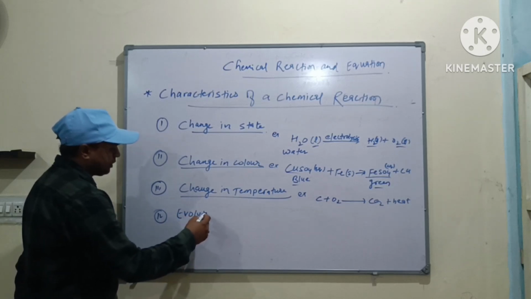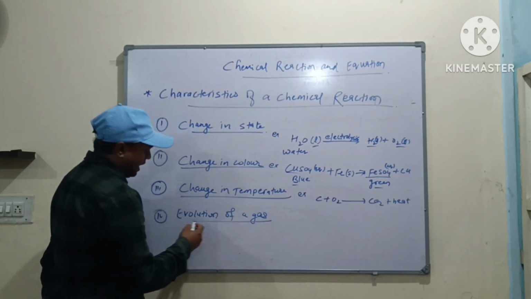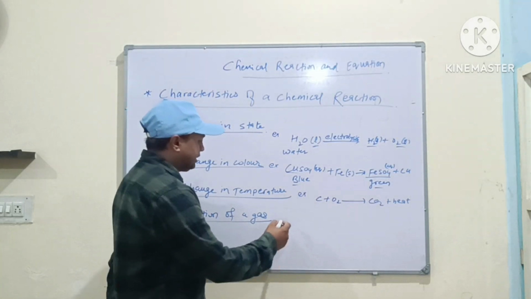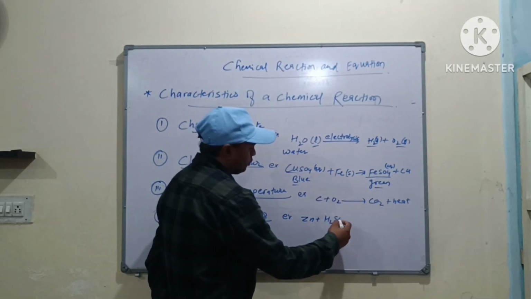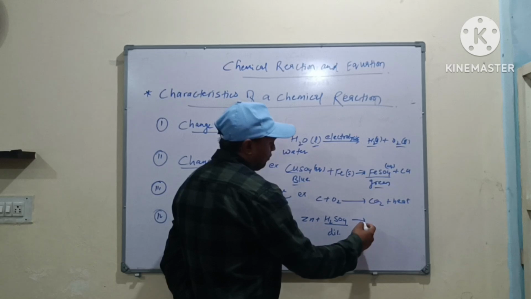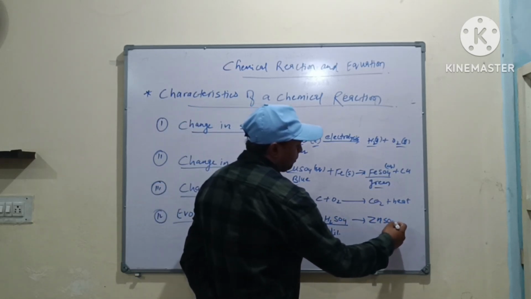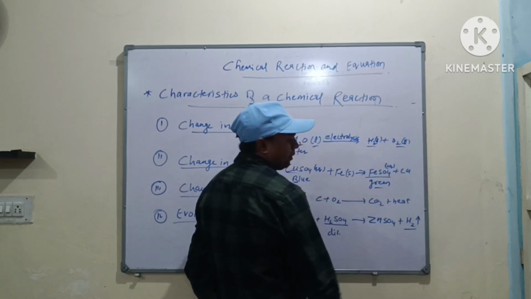Fourth characteristic is evolution of a gas. If during a process a gas is evolved, then it is said to be a chemical reaction. Let's take one example: reaction of zinc with dilute H2SO4, dilute sulfuric acid. Whenever zinc reacts with sulfuric acid, it gives zinc sulfate plus hydrogen gas. As it is a gas, it will rise up.